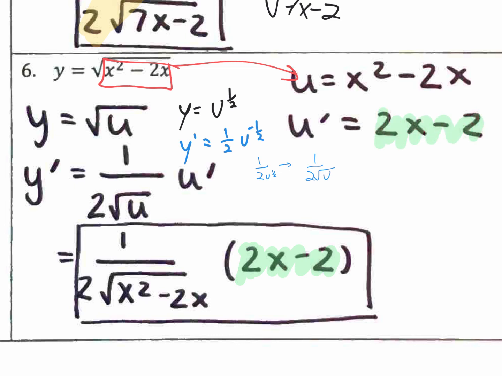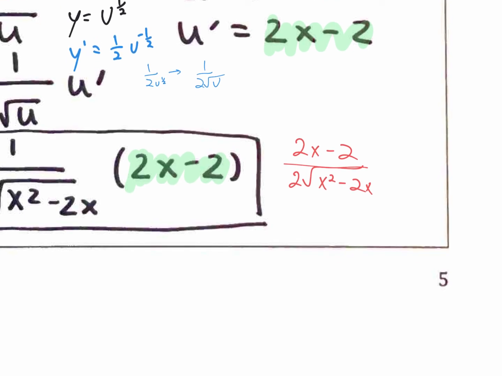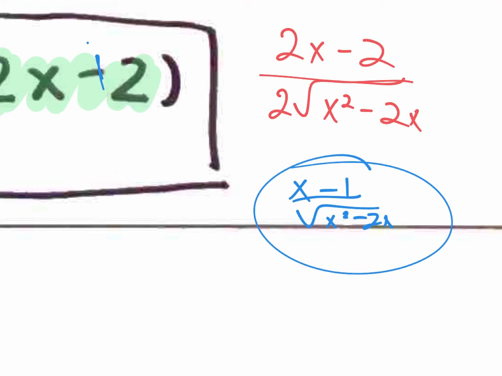Now when we write this, we would probably just throw it all as one big fraction. And what this does is it allows us to see, hey, maybe I can reduce things down. And I'm noticing that, yeah, actually, I can divide a 2 out of everything. This would be an x minus 1 all over the square root of x squared minus 2x, if I divided every single term by 2.